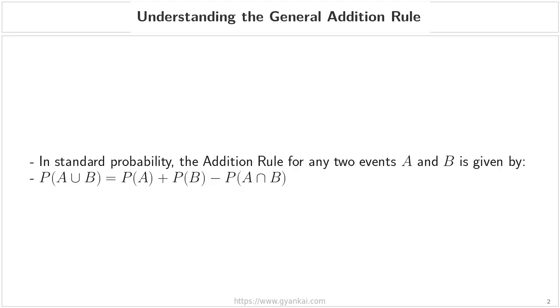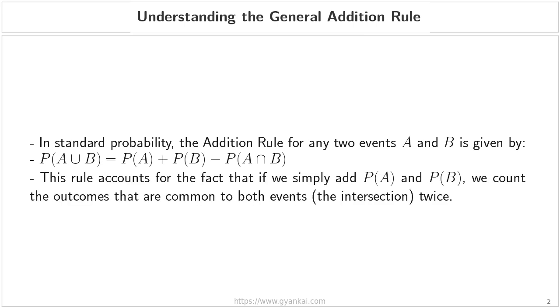Understanding the general addition rule. Now, before we dive into the conditional version of this rule, let's take a moment to refresh our memories on the standard addition rule that you already know from our earlier lessons. In standard probability, when we want to find the probability of either event A or event B occurring, we use the formula: the probability of A union B equals the probability of A, plus the probability of B, minus the probability of A intersection B.